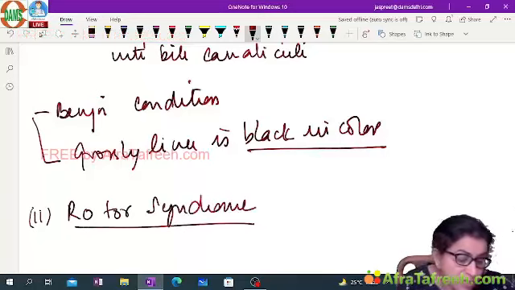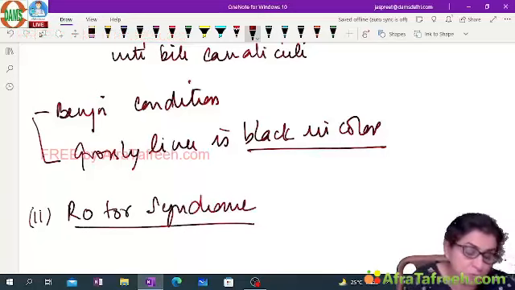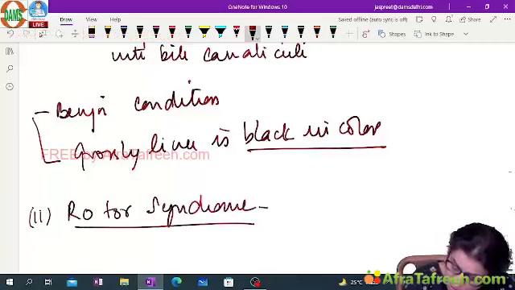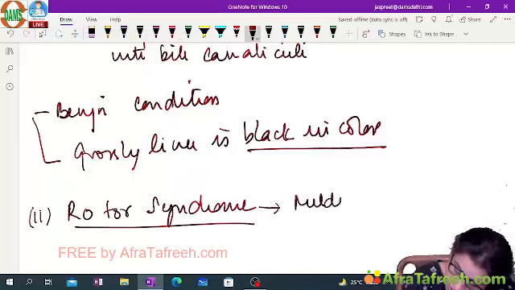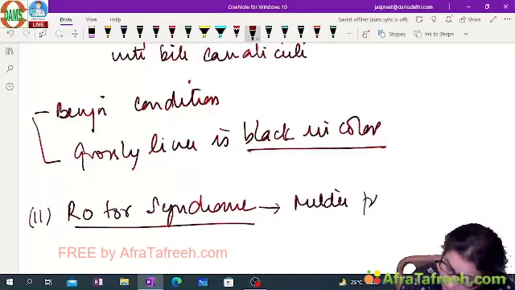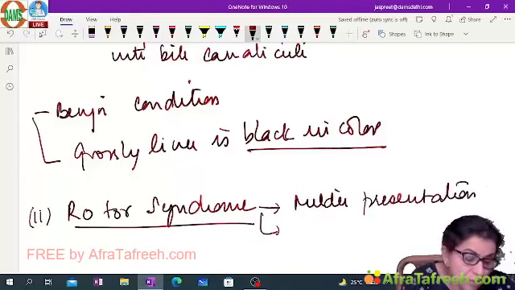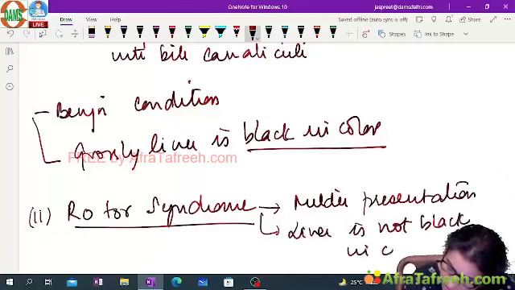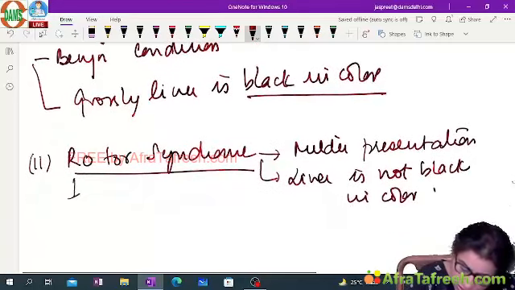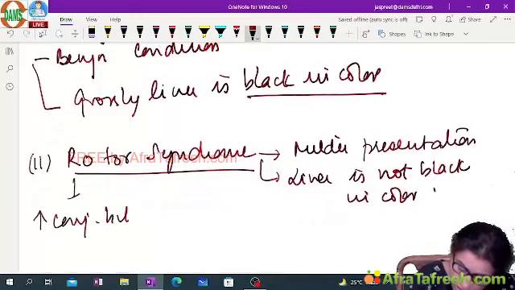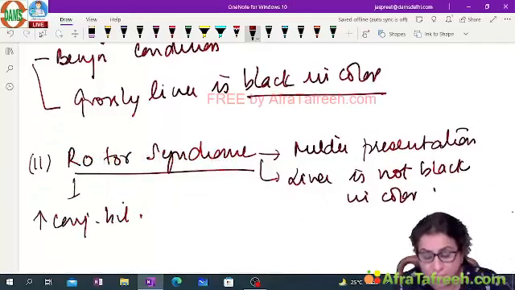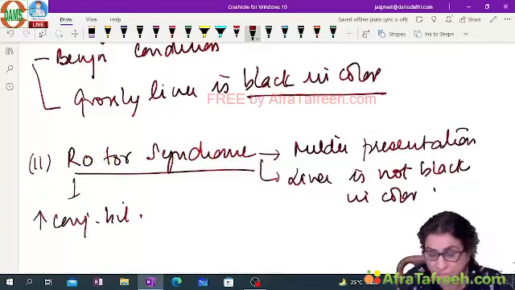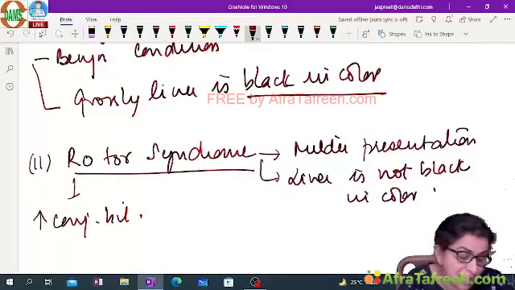Okay, the second syndrome in this category is Rotor syndrome. Rotor syndrome is similar to Dubin-Johnson, but with a milder presentation compared to Dubin-Johnson, and the liver is not black in color. So in Rotor syndrome also there is increased conjugated bilirubin. It is conjugated hyperbilirubinemia.